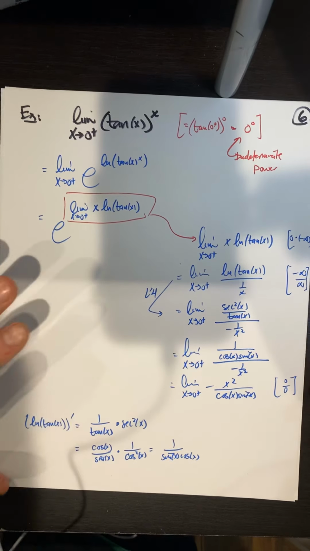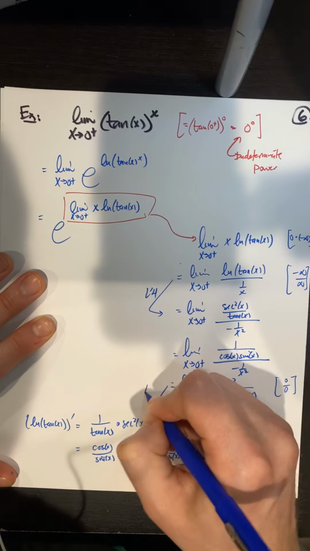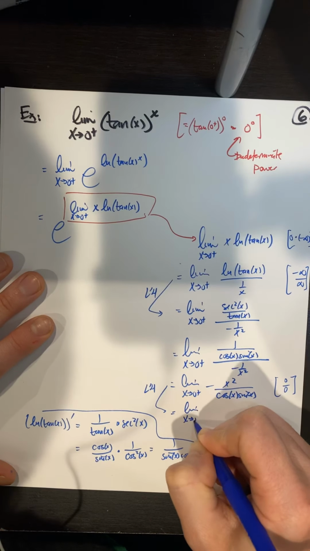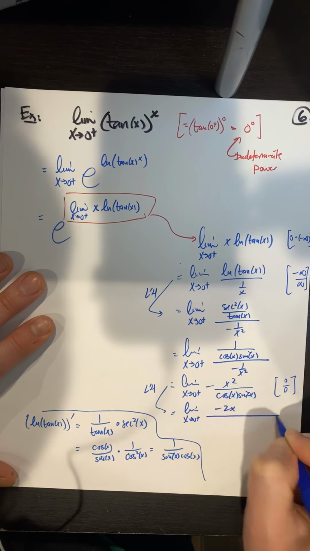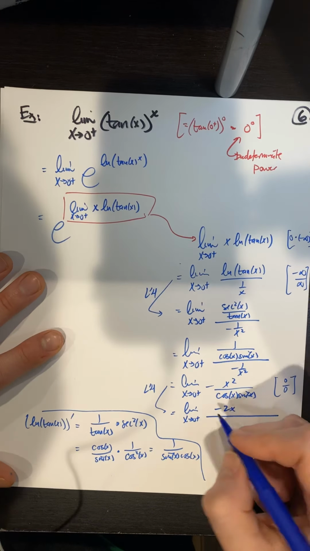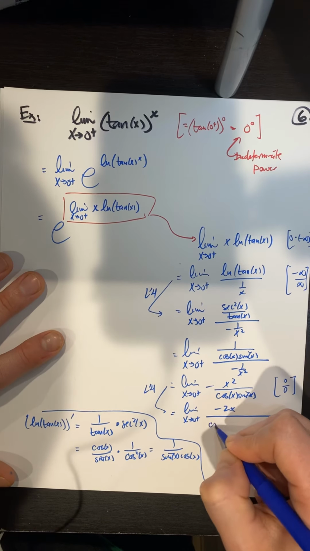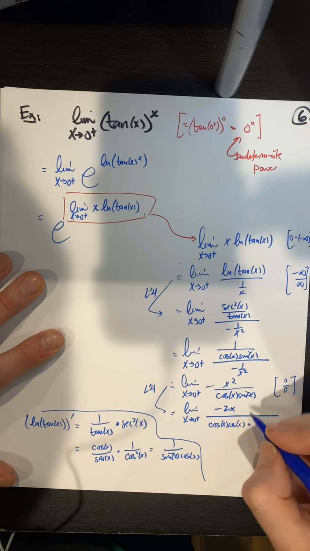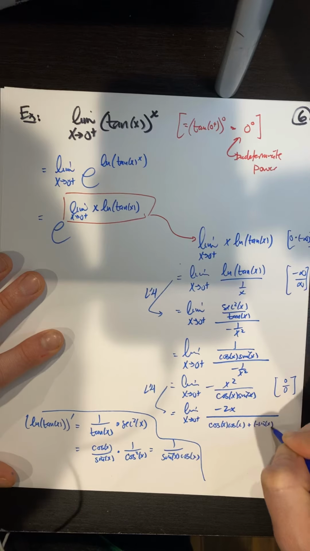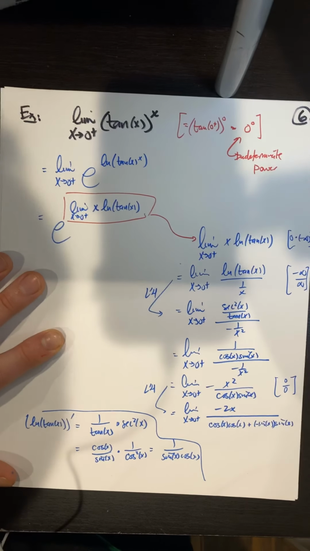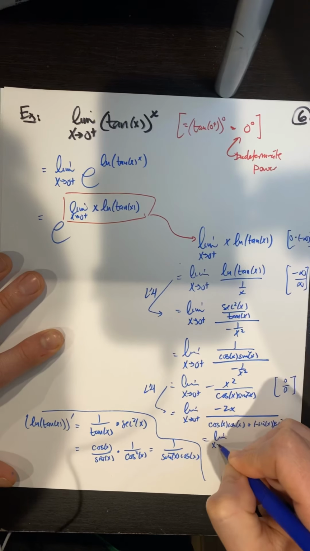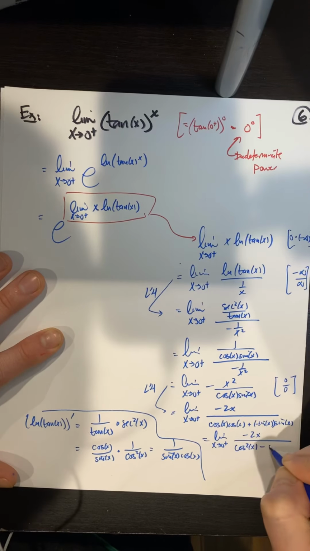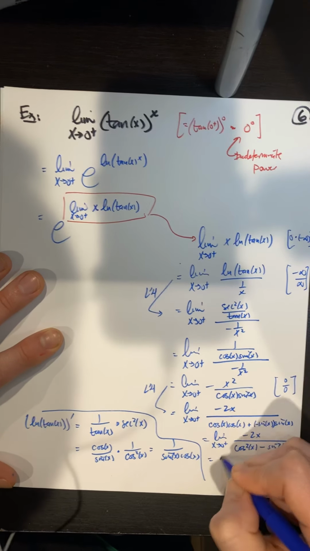Okay? So I have to do L'Hopital's rule again. And I'm running out of space. So here we get the limit as x goes to 0 plus of negative 2x all over the derivative of this. Let's see, product rule. So that would be cosine of x times cosine of x plus negative sine of x, sine of x. So I get the limit as x goes to 0 plus of negative 2x all over cosine squared of x minus sine squared of x.